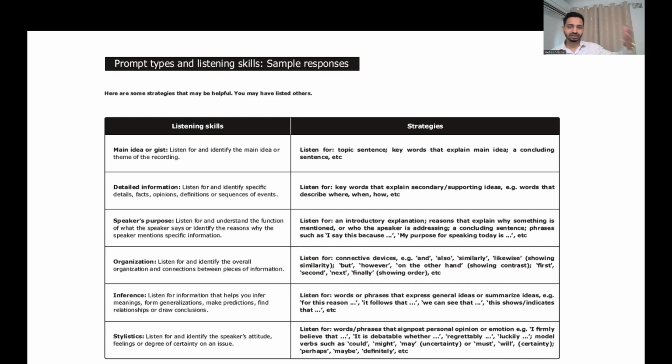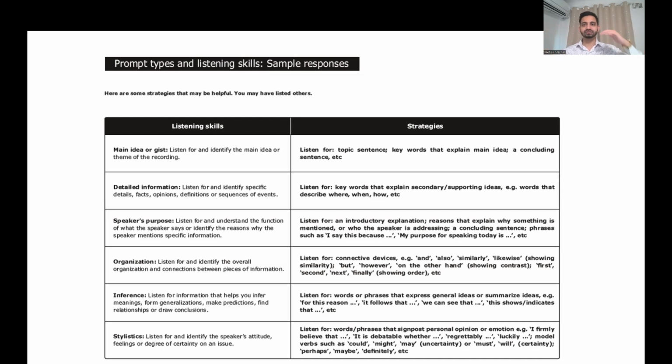Okay. In terms of style, you should look for words and phrases that signpost personal opinion or emotions. For example, I firmly believe that, it is still debatable whether, regrettably, luckily, and modal verbs such as could, might, may show you the uncertainty, and must, will show you the certainty. Perhaps, maybe, definitely, this is the style or tone of the speaker.